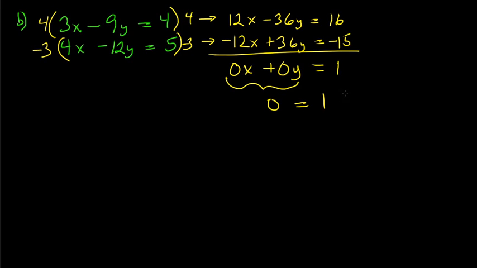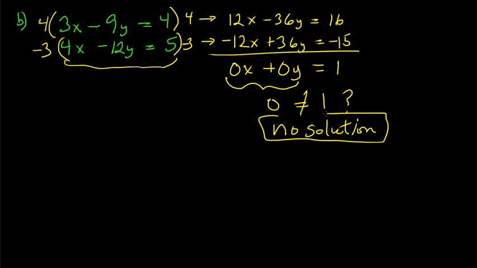So 0 equals 1. What does that mean? Well, that's nonsense, right? 0 is not the same number as 1. These are not equal. In any respectable system of numbers, 0 and 1 are two different numbers. So what does that tell you about the original system here? It tells you that there is no value of x that will make this work. That is, there is no solution to this system. So that's the answer here, no solution. You can stop right there.